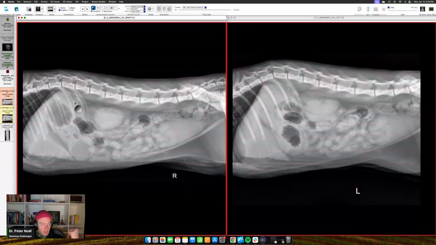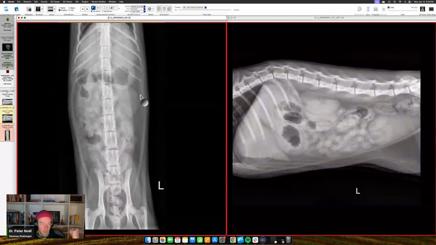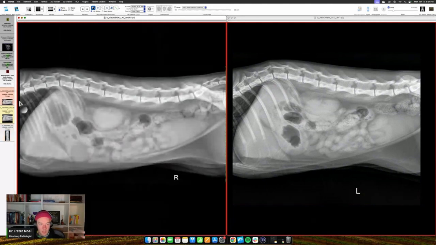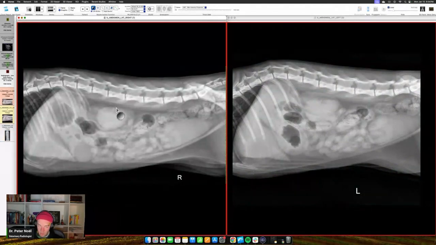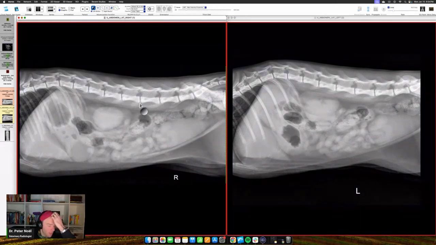When you look at the stomach, just to make sure we're all looking at the same thing, this is the stomach. This ovoid structure, mostly fluid, some gas. On the left lateral view it's this structure right through here, and on the VD view it is this whole structure. When you see a stomach with this much fluid in the cat, you need to really pump the brakes and ensure you're not missing anything, and certainly do due diligence to follow up, ideally with imaging.